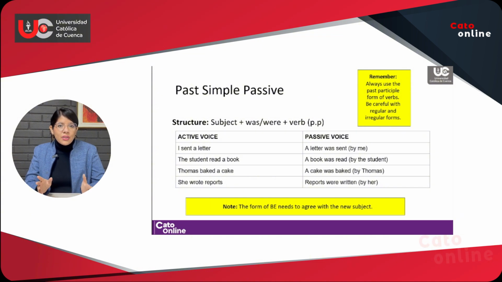Okay? Please remember that the form of be needs to agree with the new subject. Okay? So for example, in the last one, she wrote reports. In the active voice, the subject was singular, she. However, when we change it to passive voice, the new subject is reports, which is plural. That is why the be form now is were. Reports were written by her. So again, remember that the form of be needs to agree with the new subject.